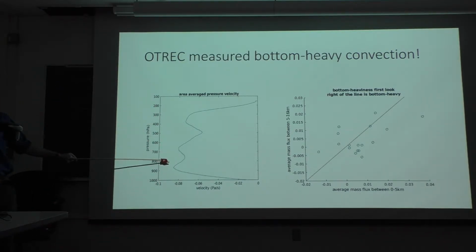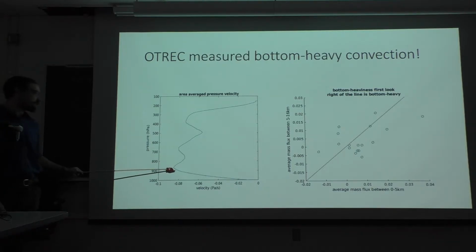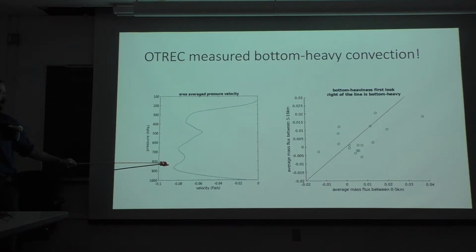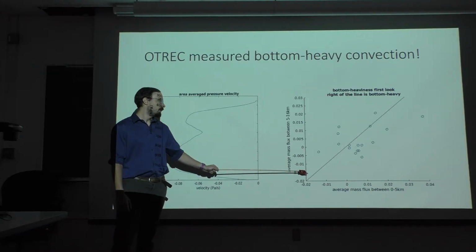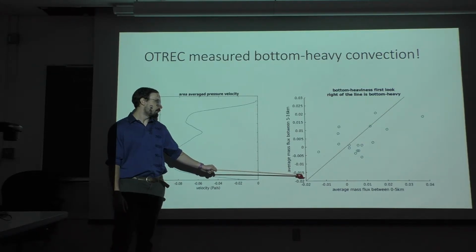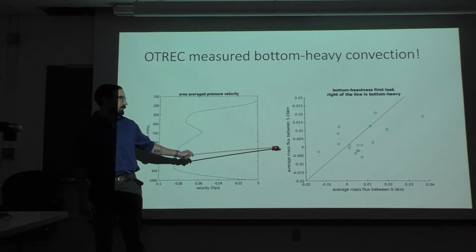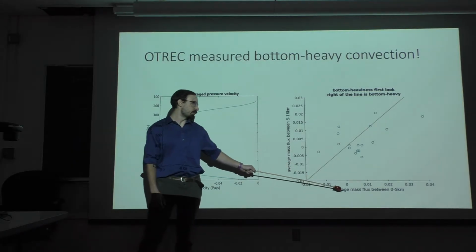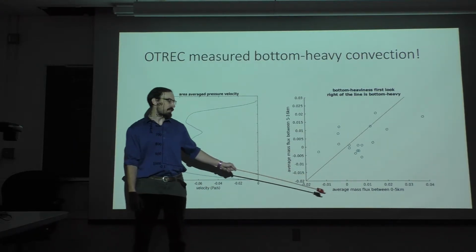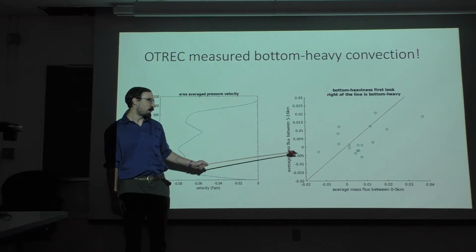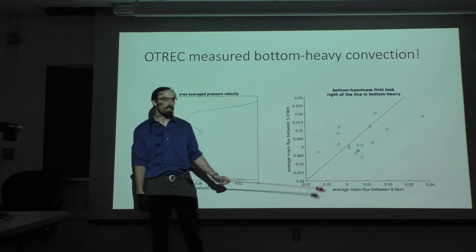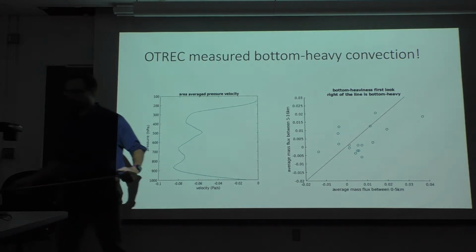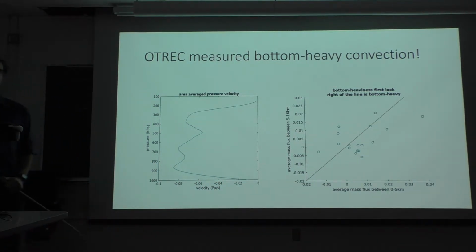So here's the mean of the first 14 flights that we took. And as you can see, we do have a peak in vertical motion in the lower atmosphere. And if you break down each of the cases into the average mass flux between 5 and 16 kilometers, and then between 0 and 5 kilometers, which is essentially the break between bottom heavy and top heavy, most of the cases lie on this bottom heavy side. So that's extremely exciting that we actually took measurements.